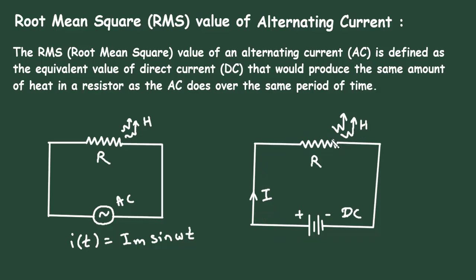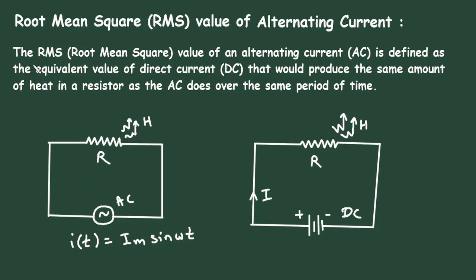Now let's say the heat generated by this current I is 10 joule. Now this heat is also 10 joule. The value of this current is, let's say, 2 ampere. So the IRMS value of this AC current or alternating current will be 2 ampere. Again, this heat is 10 joule, let's say. Here also the same heat, 10 joule. This DC current is 2 ampere. So the value of IRMS is 2 ampere.